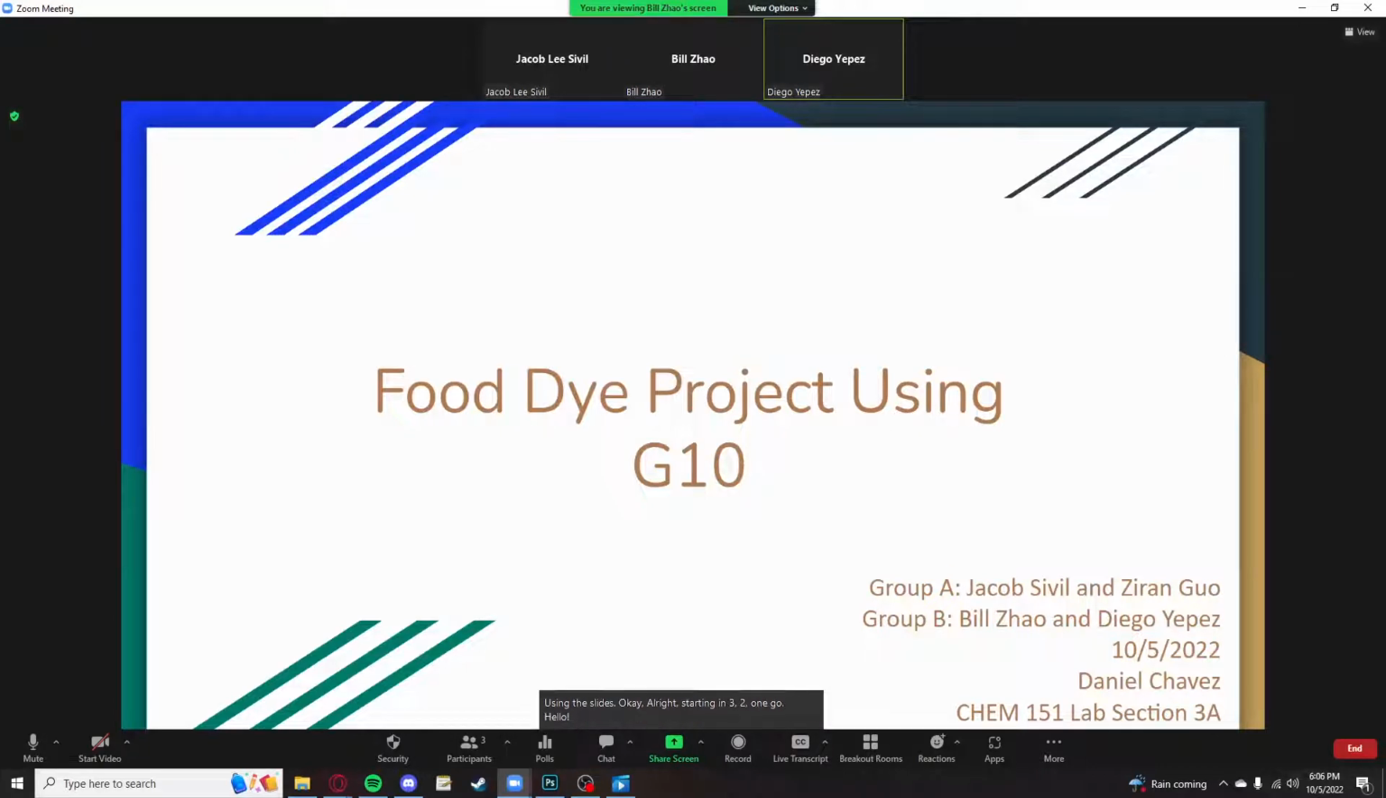Hello, we're doing the food dye project using G10, and our group consists of Group A, which is Jacob and Ziran, and Group B, which consists of Bill and myself, Diego. Today is October 5th, 2022. Our TA is Daniel Chavez, and we're in CHEM 151, Lab Section 3A.